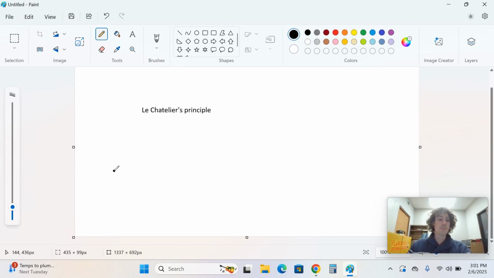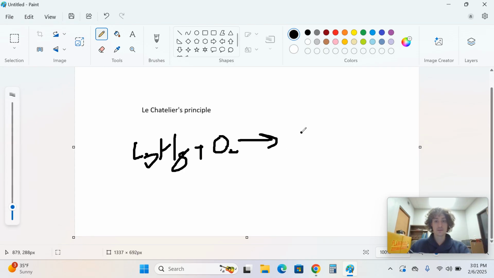If I had, for example, let's say this chemical reaction. So let's do, we're burning propane probably. Let's do propane, C3H8, plus oxygen. Oops, gives us CO2 and water.